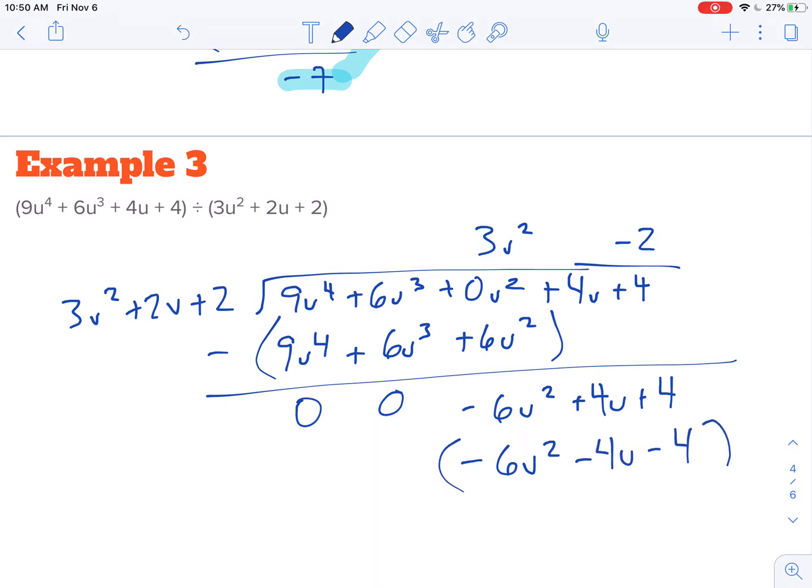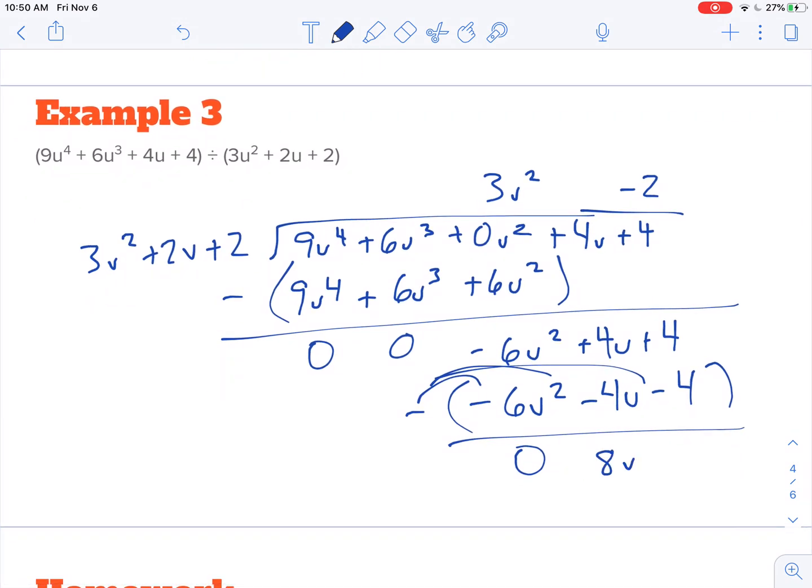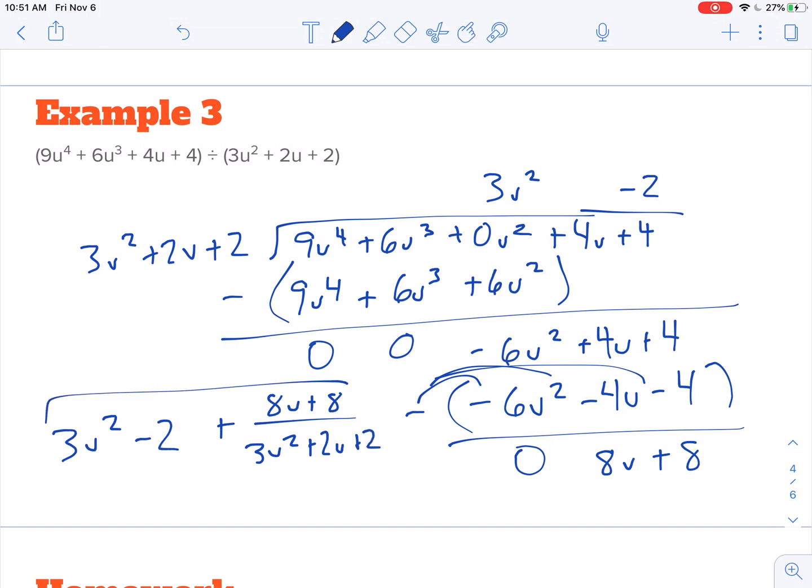I'm going to go through, I'm going to subtract the whole thing, but again, I'm distributing my negative to all these terms, so this one will become 0, but I'll be left with positive 8u plus 8, because when I have that negative negative, that becomes addition, 4u plus 4u, 4 plus 4. So when I write out my answer here, I'll take what's on top of my doghouse, 3u squared minus 2, and then I will add 8u plus 8 over 3u squared plus 2u plus 2. And that would be my final answer in this polynomial long division.